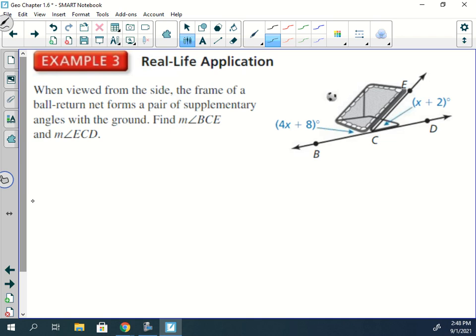When viewed from the side, the frame of a ball return net forms a pair of supplementary angles with the ground. Find the measure of each angle. Well, if they're supplementary angles, what do they do? They add together to be 180, yes?